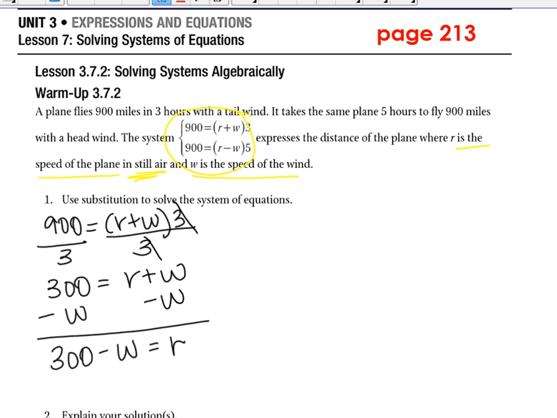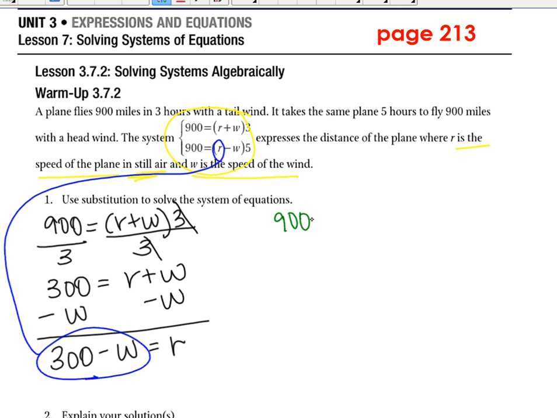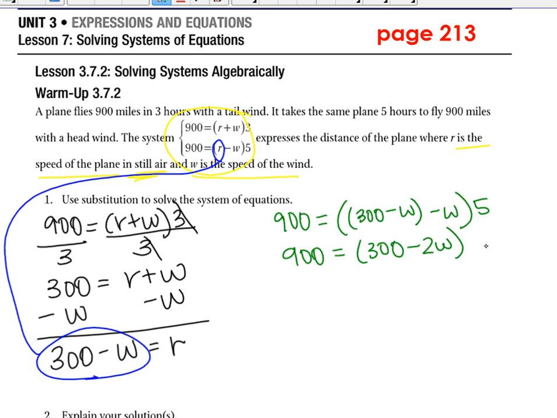So now I know r is 300 minus w. I'm going to take that and substitute it into the other equation. You have to substitute it into the other equation or it won't work out. So 900 equals r, which I'm going to rewrite as 300 minus w, times 5. If you clean that up, you get 900 equals 300 minus 2w when you drop the parentheses and clean it up, times 5. Divide both sides by 5.